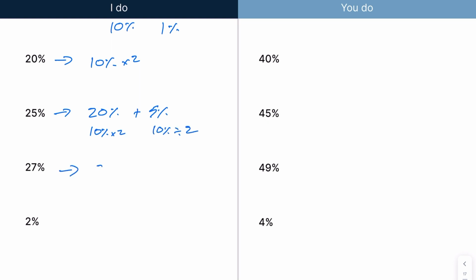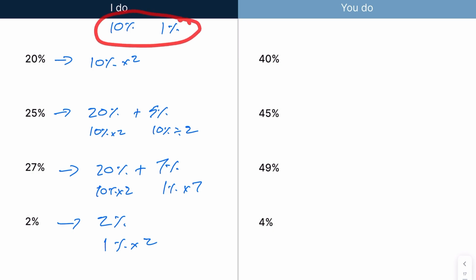With 27%, we can again break that up. That'll be 20% plus 7%. So in this case, you can do, again, 10% and times it by 2. And in this case, you can find 1% and times it by 7. So hopefully you can see how I'm breaking these all down. With 2%, I would just find 1% and times it by 2. Effectively, once you know what 10% and 1% are, you can pretty much figure out any of the rest.